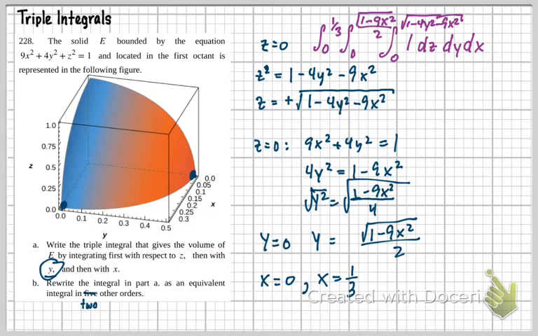So remember, when we're talking about volumes in a triple integral, f of xyz is just going to equal 1, and that'll be enough to get us the volume that we need. That's our direction for part A. Part B says rewrite the integral as in A as an equivalent integral in 2 other orders. They said 5 originally, but there's no way we're going to do 5 in under 15 minutes.